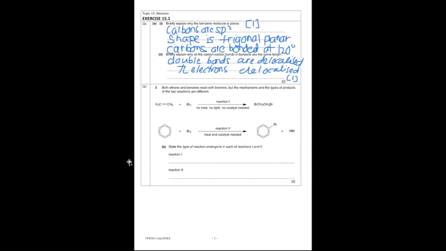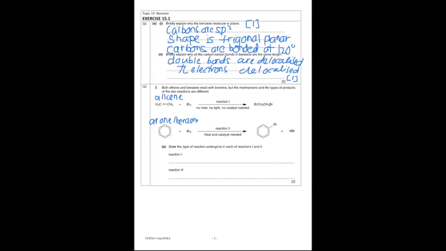Next one, both ethene and benzene react with bromine, but the mechanisms and the types of products of the two reactions are different. So this is an alkene, this is an arene or benzene. So you will have to go back to your AS notes. Now, I will not give you the answer. I will give you hints only. Please write down these hints and then use your notes later on.